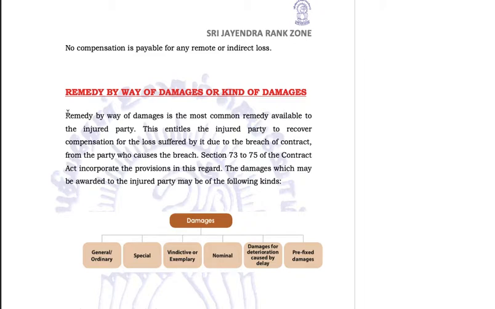Now we will deal with remedy by way of damages, or the kinds of damages which a person can seek. Damages means I am seeking money from you. So what kind of money, what kind of amount can one party claim from the other party who has committed the breach of contract?